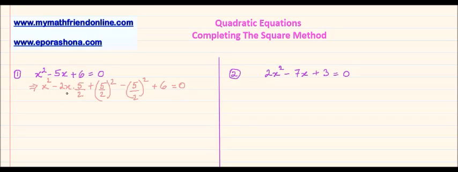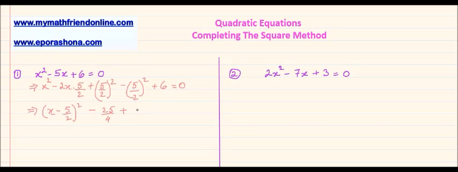Now these three terms taken together will be giving us the (a minus b)² identity form, where a stands for x and b stands for 5/2. So this part is equal to (x minus 5/2)². Now coming to this part. (5/2)² is 5² by 2². So what is 5²? It is 25 and 2² is 4. So this is equal to minus 25 by 4 plus 6 equal to 0.